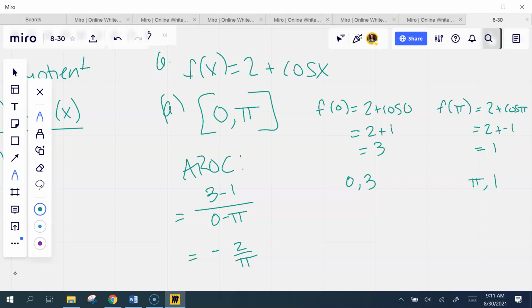Average rate of change is the slope between 2 points. And this said on the interval 0 to pi. That means when x goes from 0 to pi. So I need my endpoints. To find those endpoints, I plug them in to find these values.